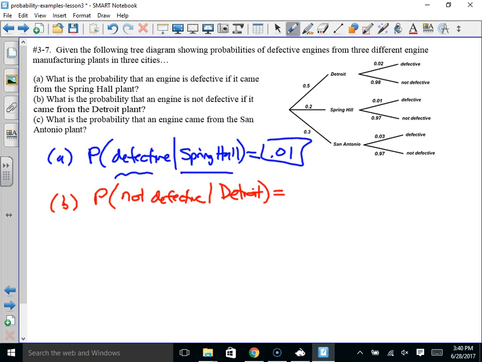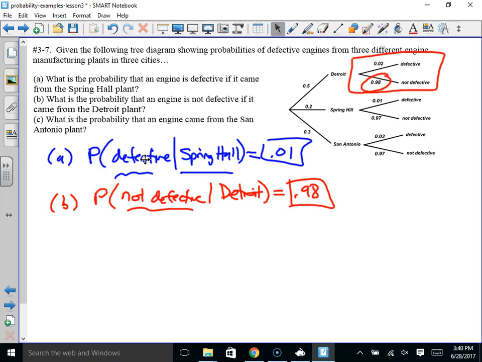Okay, so again, coming from Detroit is the condition, so we'll go to this portion of the tree, and we want the probability of not being defective. That would be this right here, so that would be 0.98. There's a 98% chance an engine is not defective if it comes from the Detroit plant.